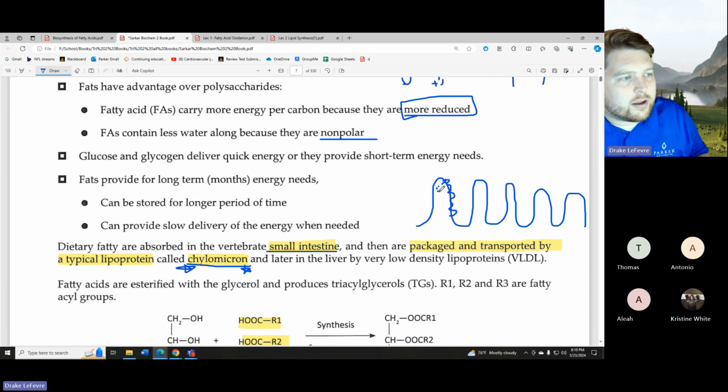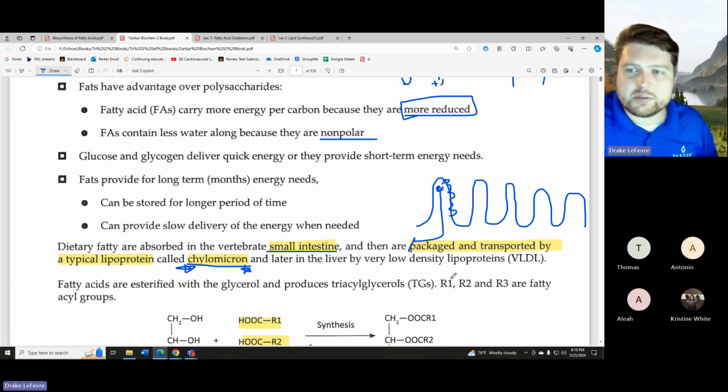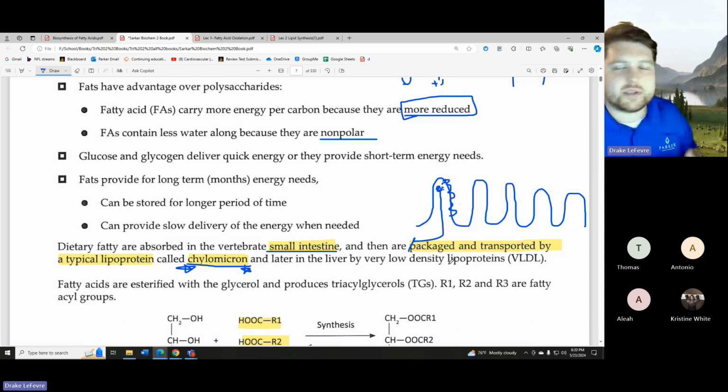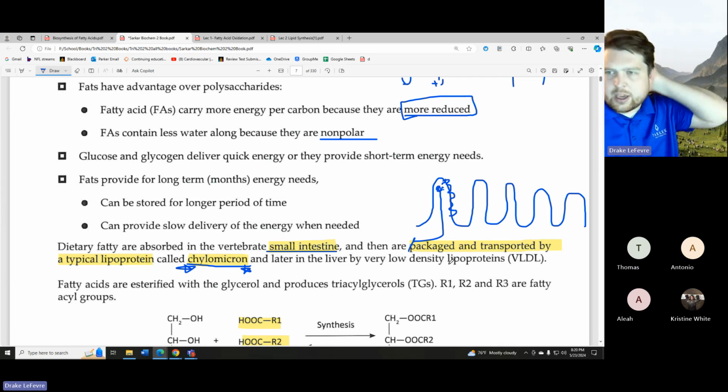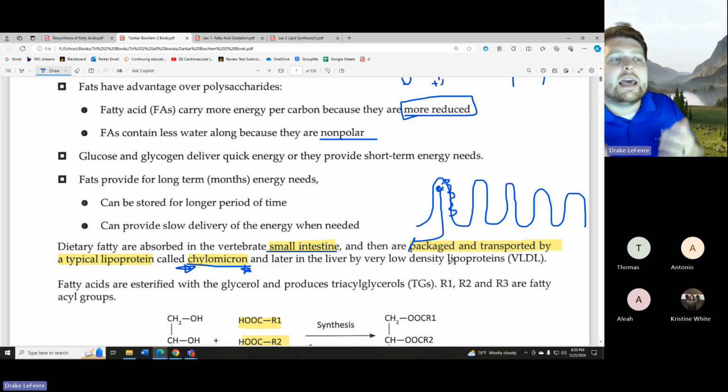So chylomicron is this big ball. It's going to be waiting right in here, and it's going to grab those fats and tuck them inside of it. Then it'll travel through the lymph, and the lymph has a couple different points where it eventually dumps into typically the venous side. When it dumps back into the bloodstream, it has all the stuff in it, and eventually it's going to travel to the liver.